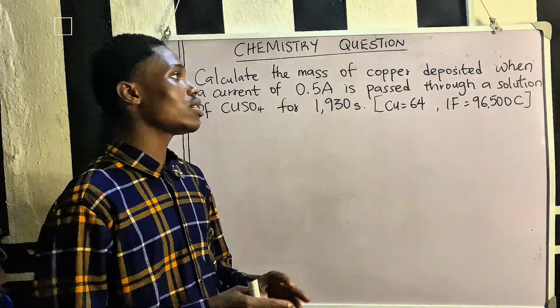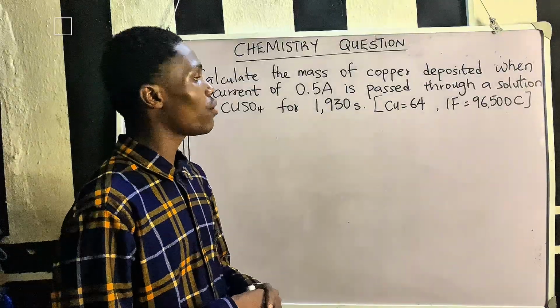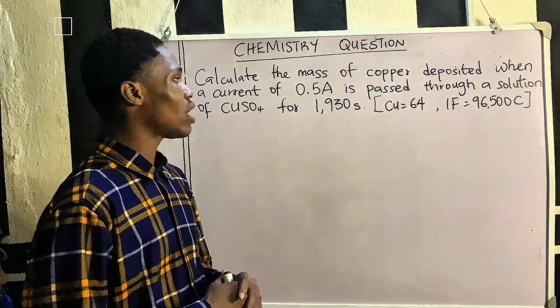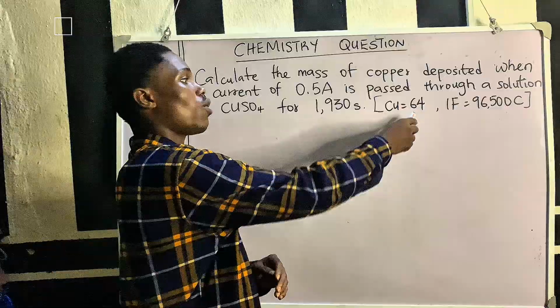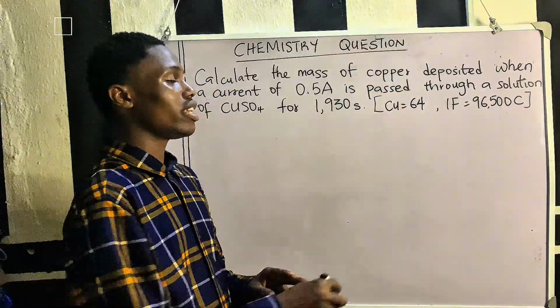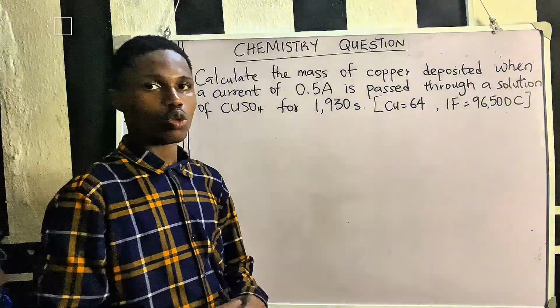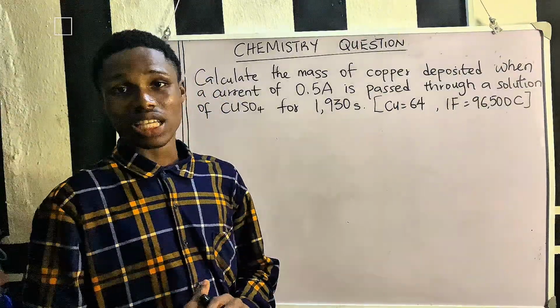Calculate the mass of copper deposited when a current of 0.5 ampere is passed through a solution of copper sulfate (CuSO4) for 1930 seconds. Given the molar mass of copper to be 64 and 1 Faraday constant to be 96,500 coulomb. So this is a typical UTME question. Let's dive in and get our answer.